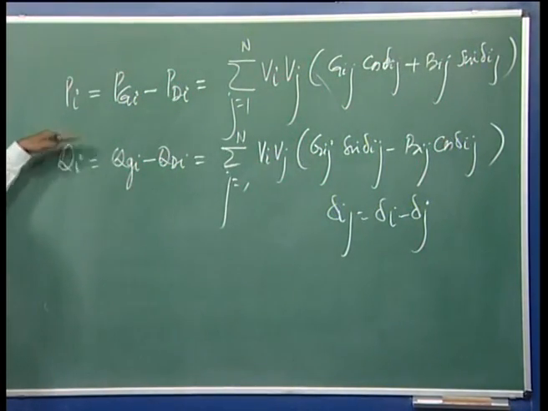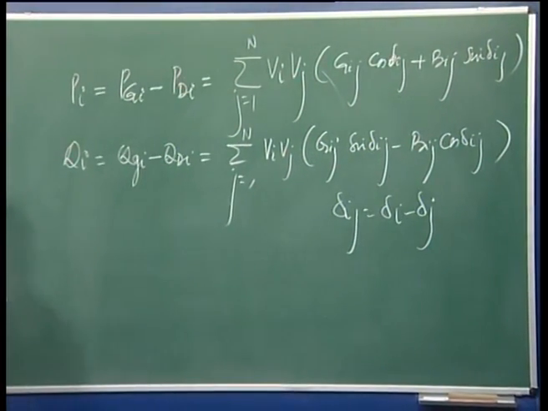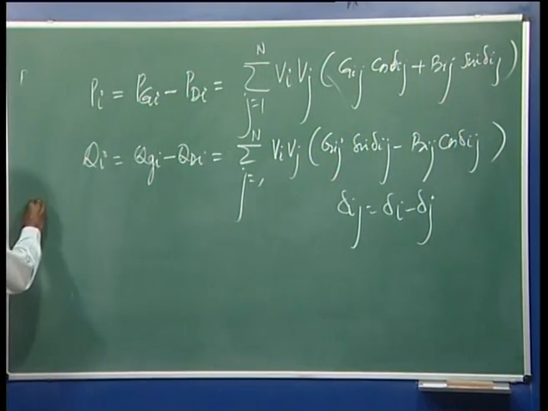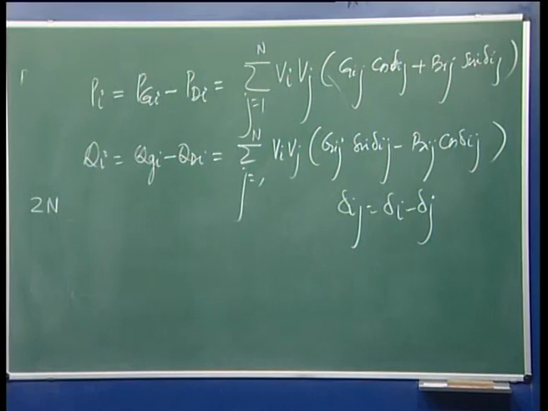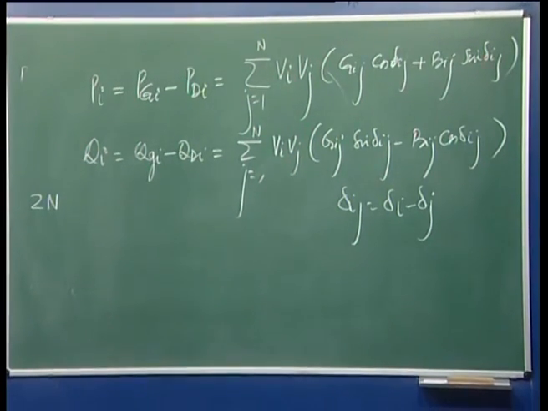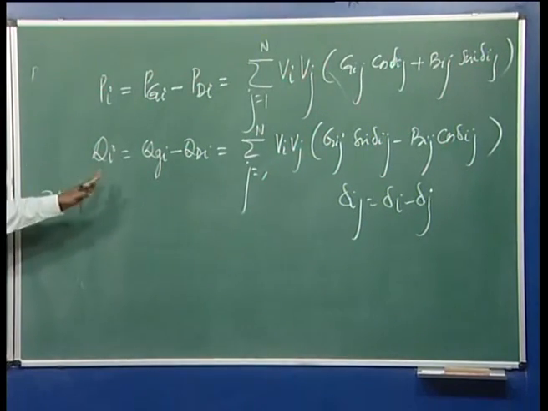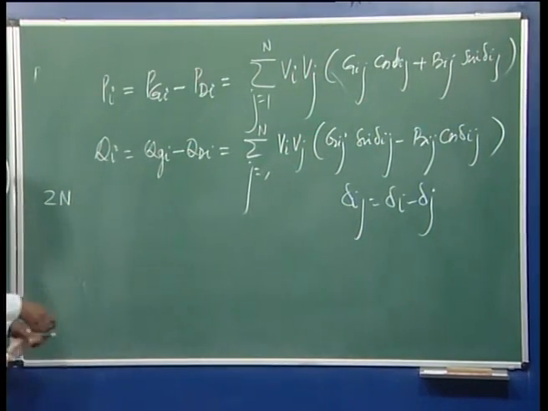So, these are the power balance equations. This is a real power, this is a reactive power, and we have two equations at each node, because we have an n bus system. So, now our total equations are 2n in number. But the question arises, our number of variables is more.